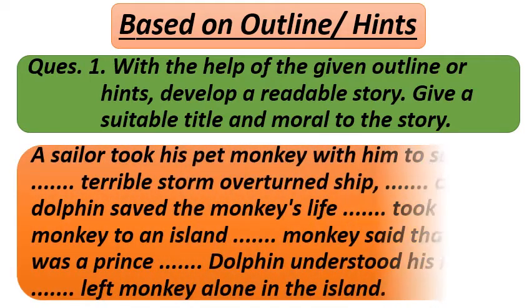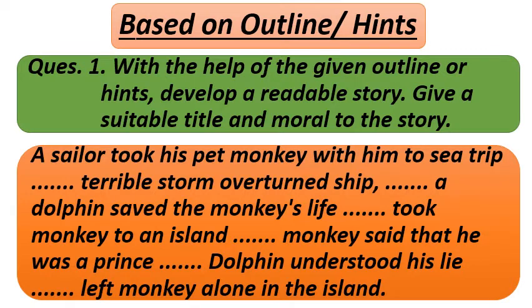The clues or hints are: a sailor took his pet monkey with him on a sea trip. A terrible storm overturned the ship. A dolphin saved the monkey's life. Took the monkey to an island. The monkey said that he was a king. The dolphin understood his lie and left the monkey alone on the island. So these were the clues or outline to frame a story.